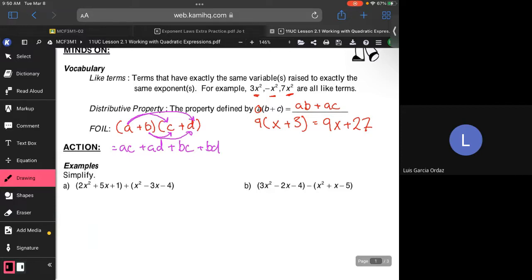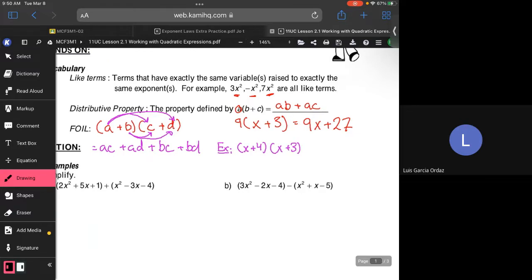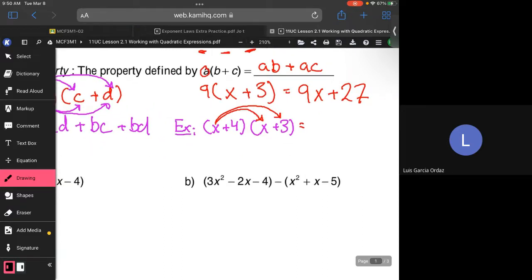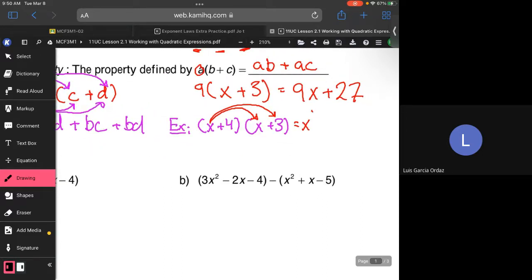So an example of this would be, let's say I have x plus 4 times x plus 3. So we're going to FOIL this using our distributive property. We always start with my first term in the first bracket and multiply by every term in the second bracket. So what's my first half of that simplifying going to look like? What's x multiplied by x? So we got x squared. What's 3 times x?